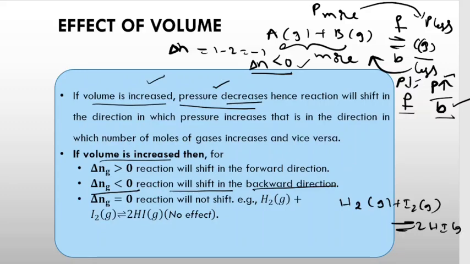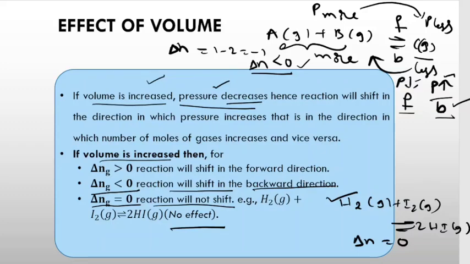Now, suppose we consider H2 of gas plus I2 of gas gives rise to 2HI of gas, where the number of moles are same on both reactants and product side, in which the delta N is 0. As the same number of moles are on both the sides, there is no pressure change on both the sides. Hence, the volume or the pressure has no effect on this type of equilibrium. That means whenever delta N is 0, reaction will not shift. There is no effect of either the volume or the pressure on the equilibrium.